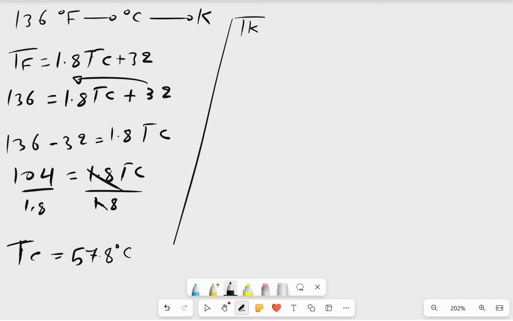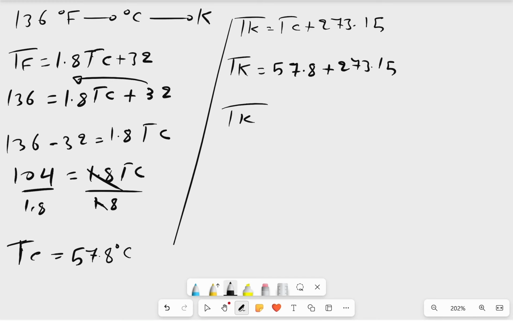Let's change that to T Kelvin. So TK is going to be equal to TC plus 273.15. Just plug in the number that you have in T Celsius. So TK is going to be equal to 57.8 plus 273.15. TK is equal to 331 Kelvin, okay? So this is the temperature in Kelvin.